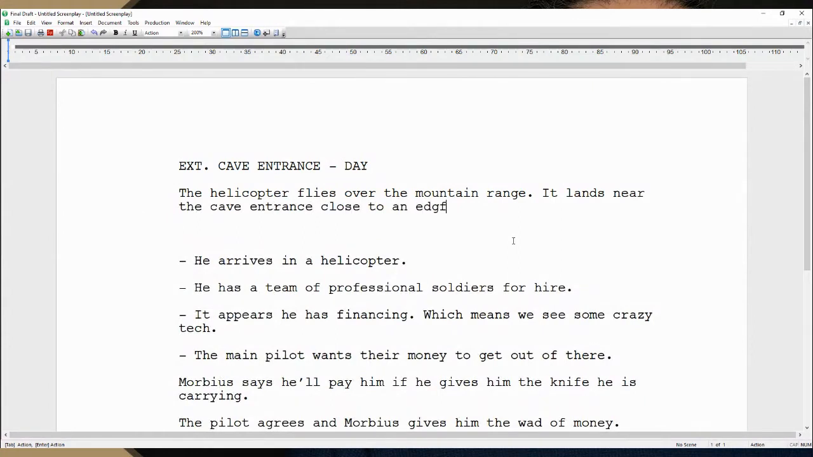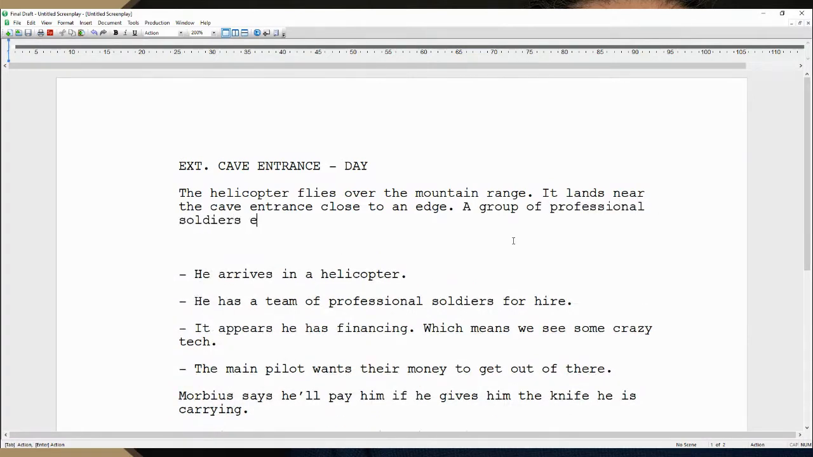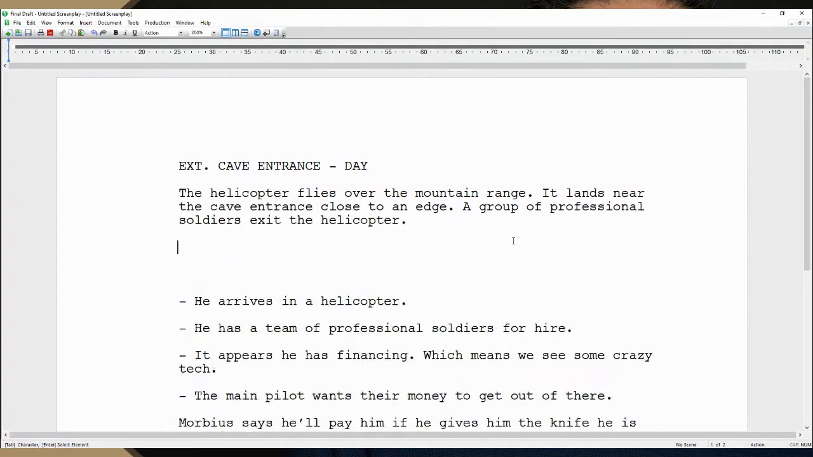close to an edge, which doesn't really matter because in the movie it doesn't play out, like the cliff doesn't matter, which is interesting that they would infer the danger of a cliff. But anyway, so the helicopter rides. They have the same group of professional soldiers exit the helicopter. Okay, and then Morbius, or Michael Morbius.